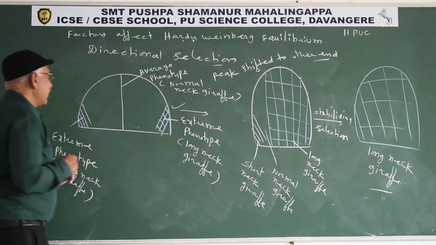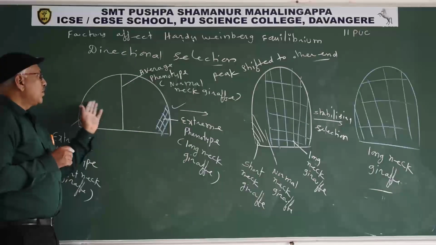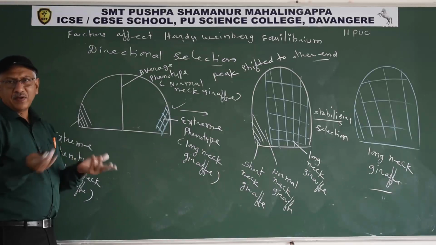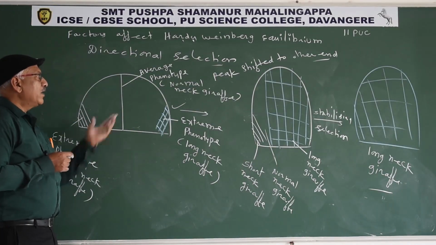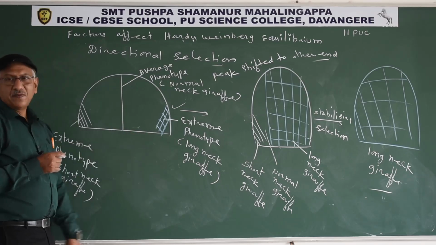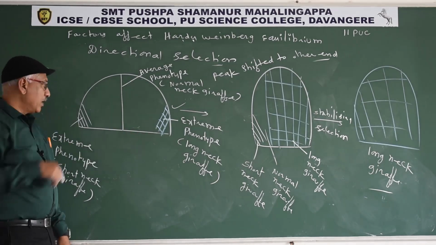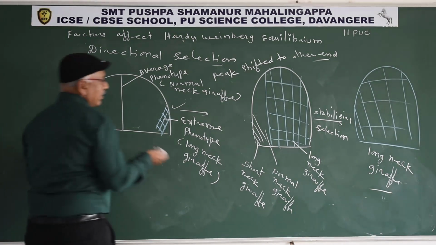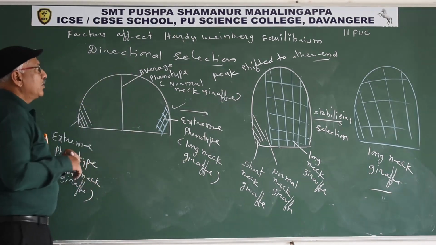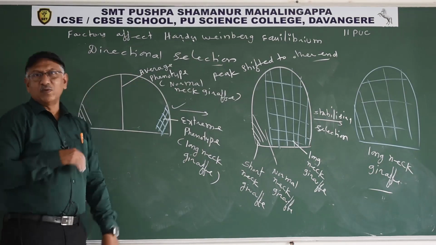Now we discuss an example. For example, 100 giraffes are living: 80 giraffes had a normal neck, 10 giraffes had a long neck, and 10 giraffes had a short neck. Short neck and long neck are extreme phenotypes. Gradual changes occur in the environment.